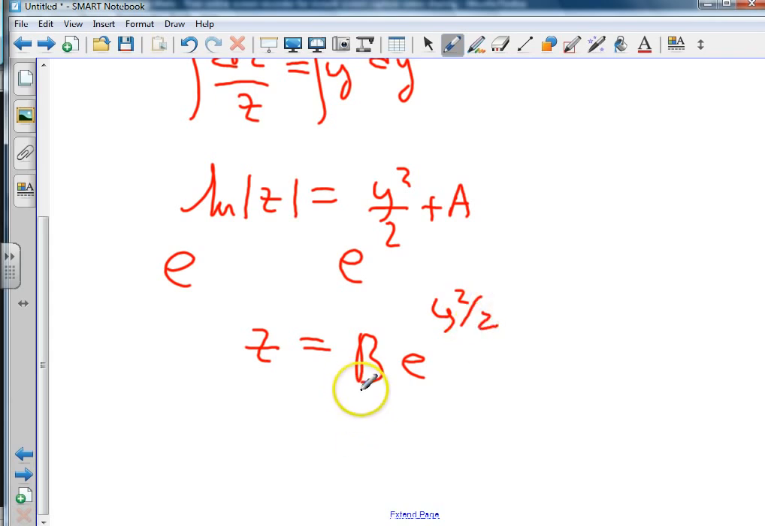Okay, can you resolve b? I think it said when y is 0, z is 1. Yes, it did. So here's 1, and here's 0. 0 squared is 0, over 2 is 0. E to the 0 is 1, so b is 1.